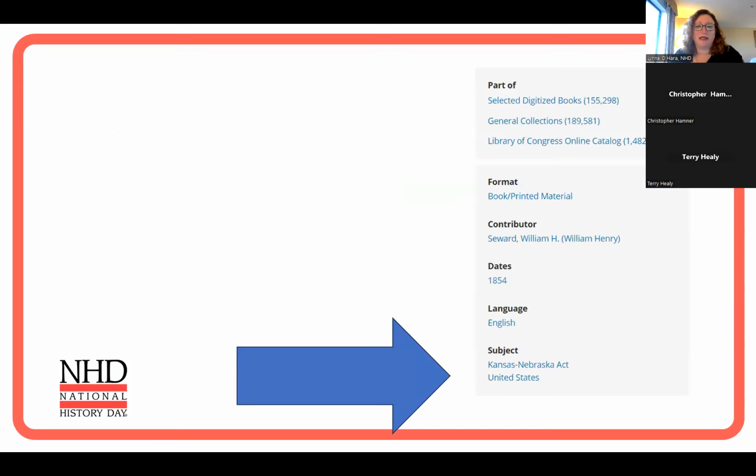But there's a couple key tricks. When you scroll down below the source, you get the citation information on the left, but on the right, you get these gray boxes. In these gray boxes, it gives you hyperlinks to different ways that it is sorted or cataloged within the library's collection.